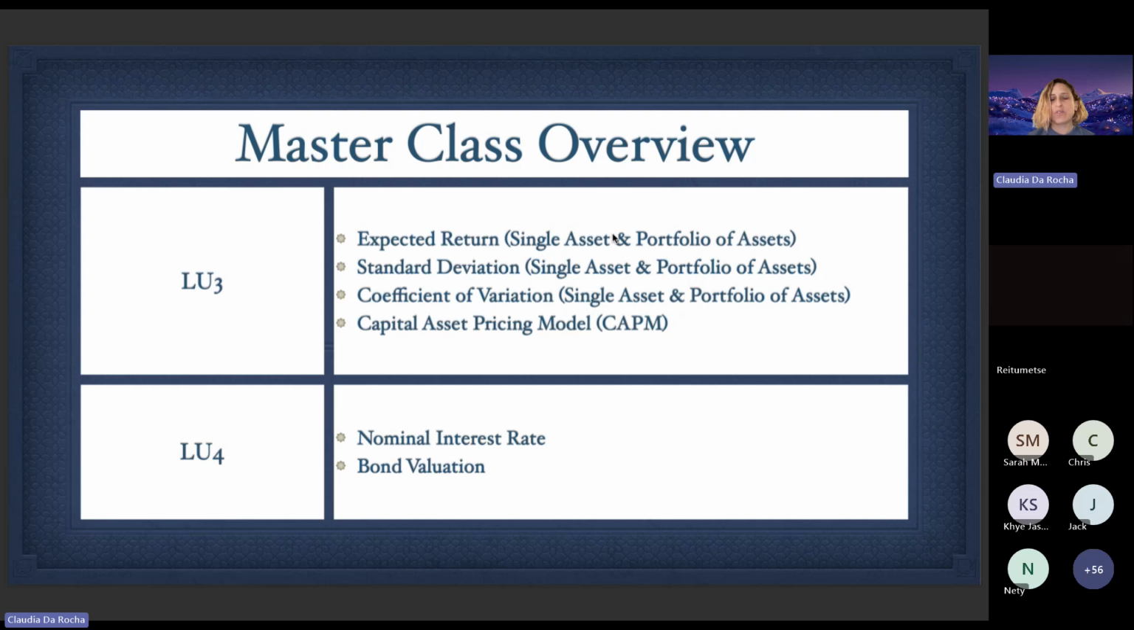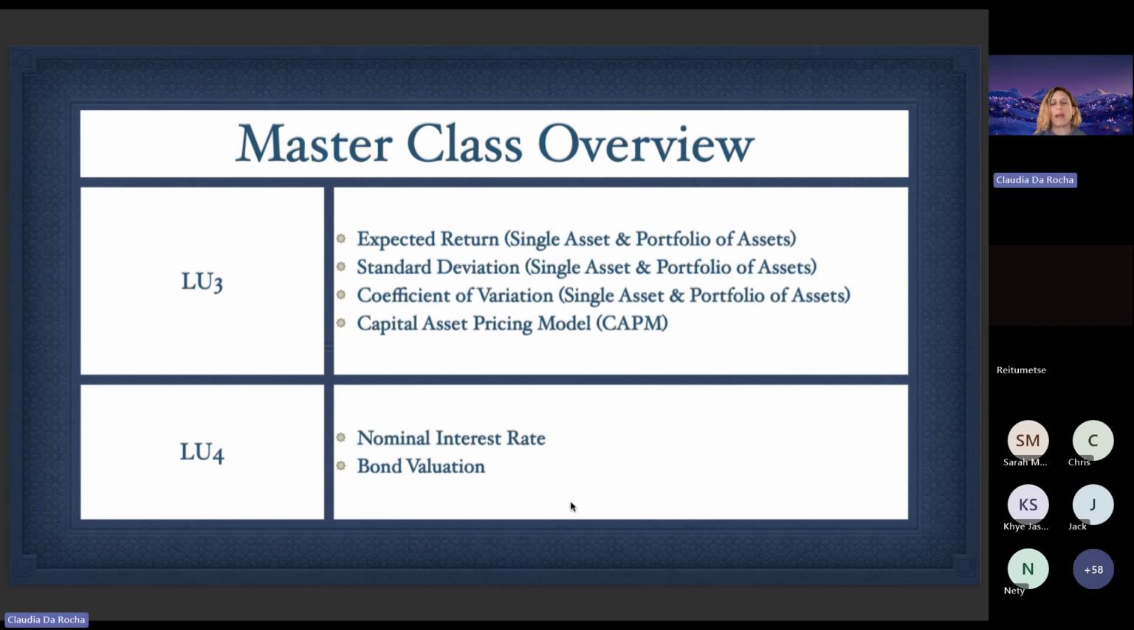We then have standard deviation, which is a measurement of risk for both single asset and portfolio of assets. You need to be able to do it for both. We have coefficient of variation, which is also a measure of risk, for single asset and portfolio of assets. And then you need to know the capital asset pricing model, or your CAPM. Okay, so that's just for learning unit 3. To summarize, that whole learning unit is all about risk and return. Everything covered in that learning unit has to do with return and risk.